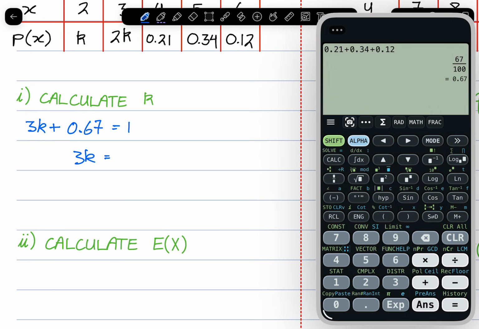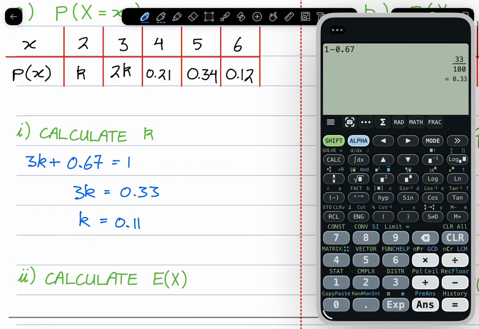3k equals 1 minus 0.67, 0.33, which means k is going to be 0.11. So this means the probability of this is 0.11, and this is 0.22.